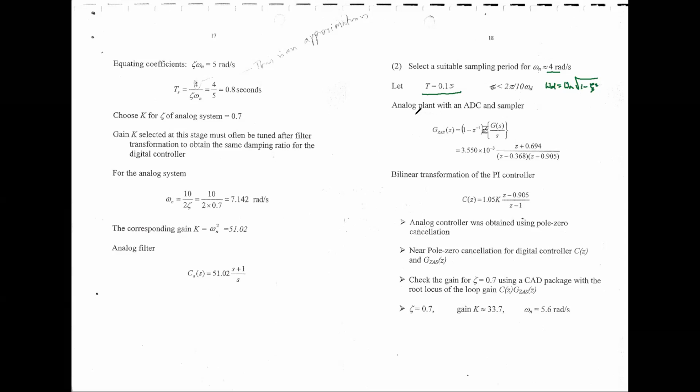Once we get the sampling time, we can use any method to convert the analog plant into a digital plant. In this case, we are using the zero order hold method. So analog plant with an ADC and a sampler. This is how you apply the ZOH method, and we get this as our digital plant equation. And then we can use the bilinear transformed PI controller.